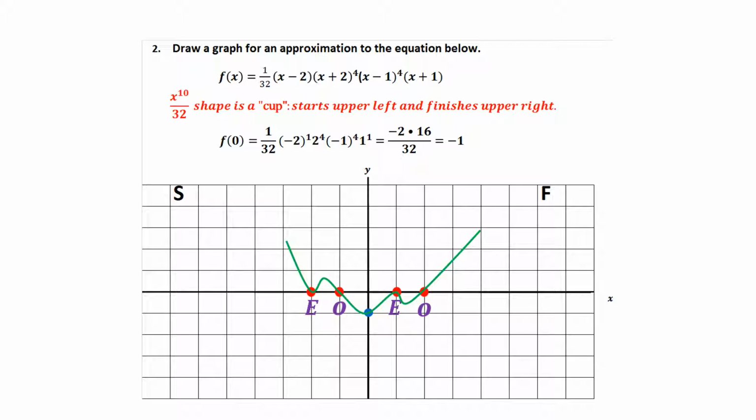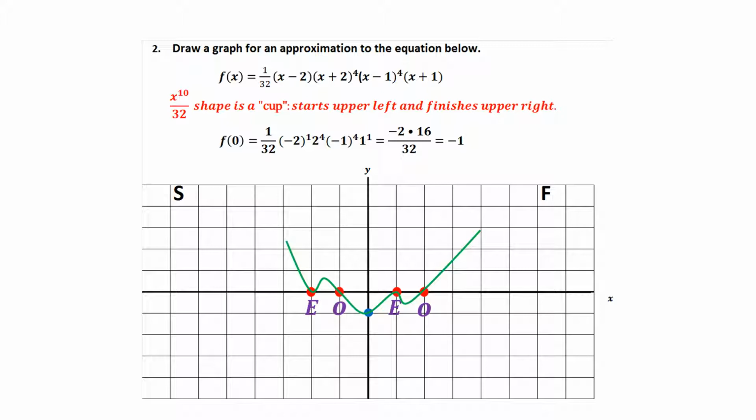And when it's even, we can only touch the x-axis at those dots. We also have x minus 1 to the fourth. 1 makes it 0. So we have a 1 at the red dot on the right-hand side, and we have an E under it because that's to the fourth power. That's even. And our last term, what makes x plus 1 zero? Negative 1. So at negative 1 we have a red dot, and we have an O under it because that's an odd power, and those are the zeros of our function.